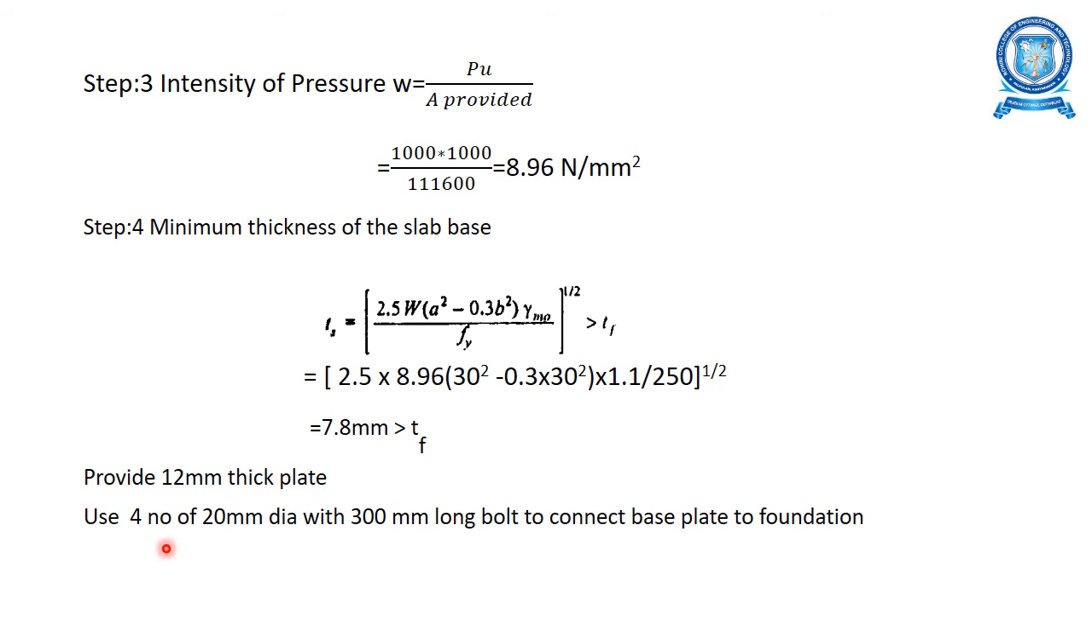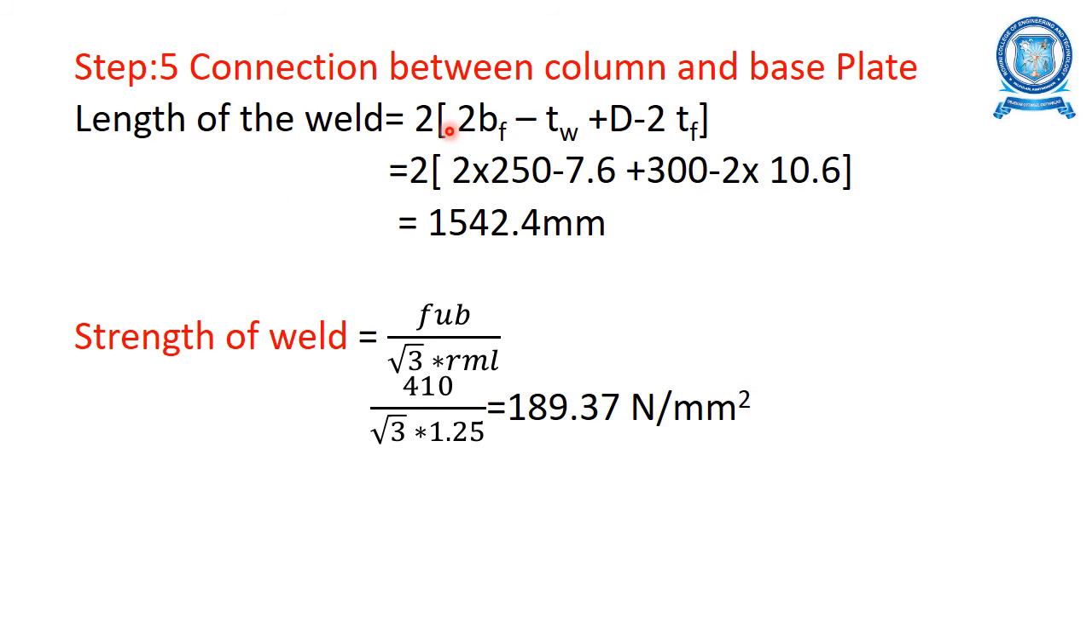So use 4 numbers of 20 mm diameter bolts, 300 mm long, to connect the base plate to the foundation. So downward bolts are required to connect, 4 numbers required to connect the plate. Next we have to find out the connection between the base plate and the column by finding the length of the weld.